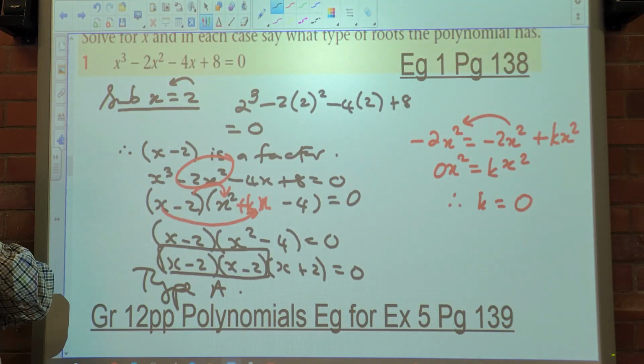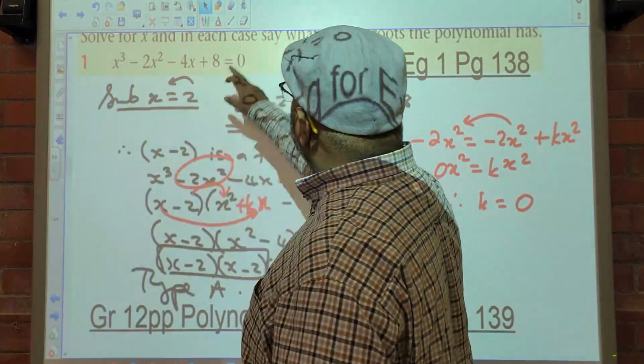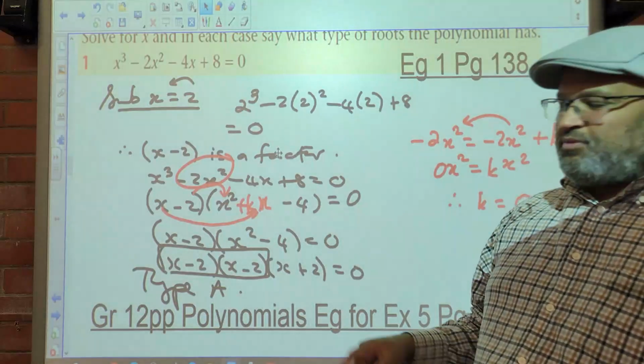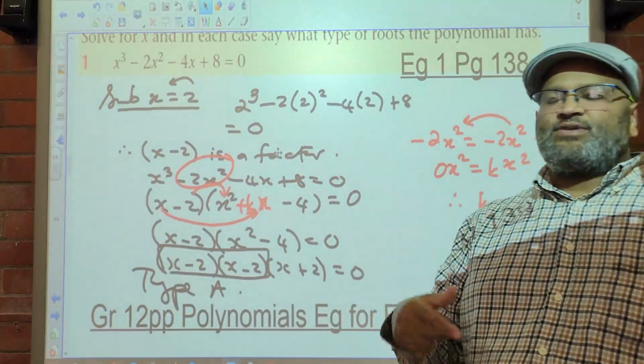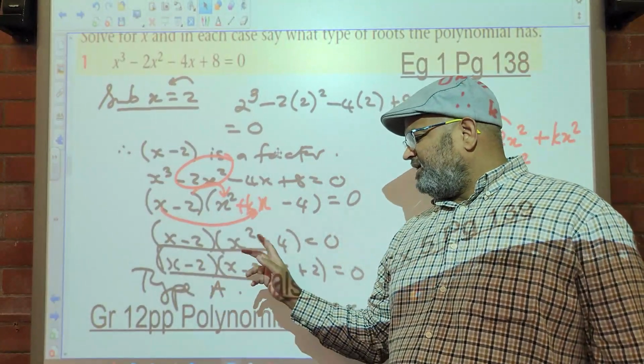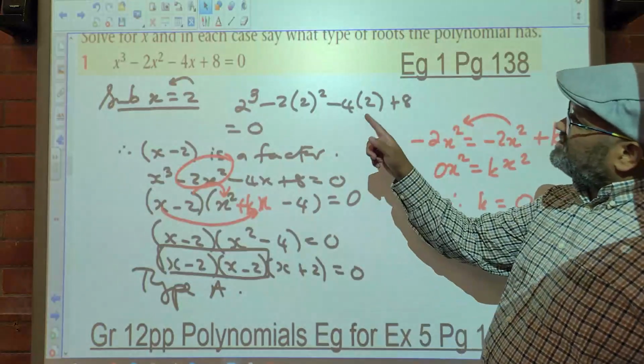They asked us what type of graph it is. In each case, what type of roots the polynomial has. So this polynomial will have 3 rational roots, where 2 of the roots are equal. But did I solve for x?